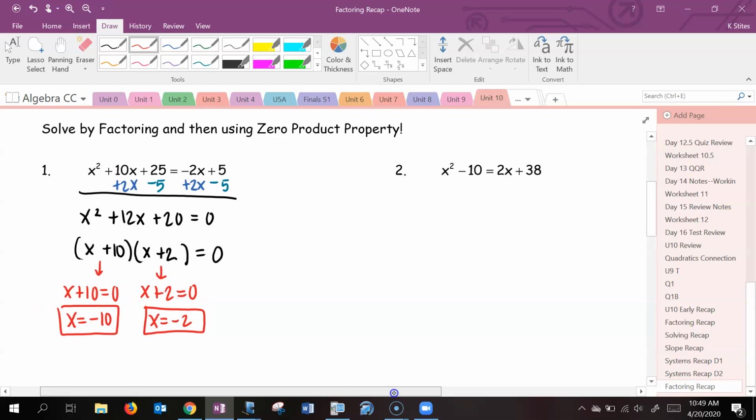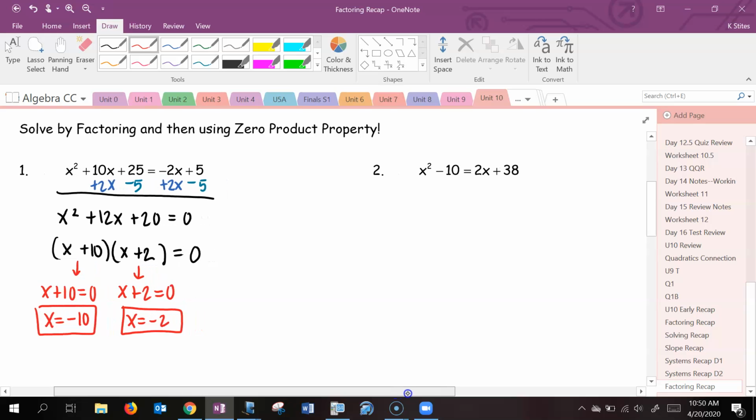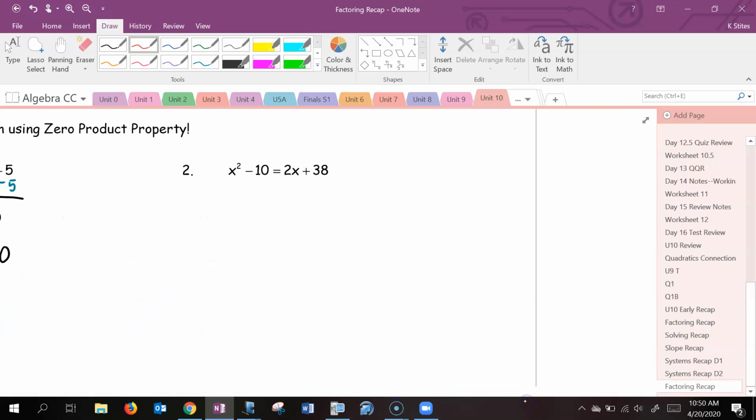All right, let's try another one. So number 2, notice you have two terms on each side. Some people say, oh, it doesn't matter what we move. Well, it does matter. We always want x squared to be positive. So you do want to move these guys over. Leave the x squared where it is because it's already a positive. I'll subtract my 2x, and I'll put that here. And I'll subtract my 38. I'll put that there. And then you're going to combine what you can.